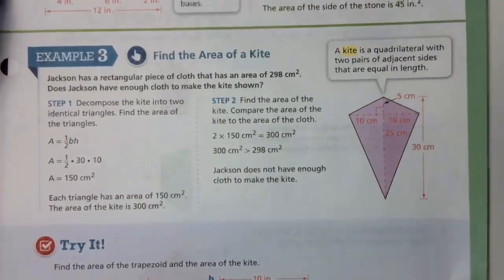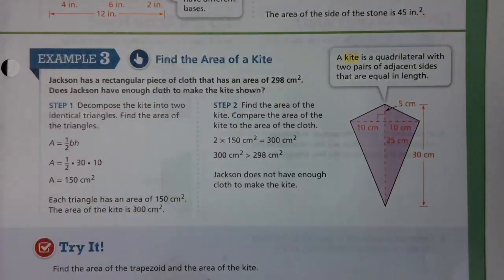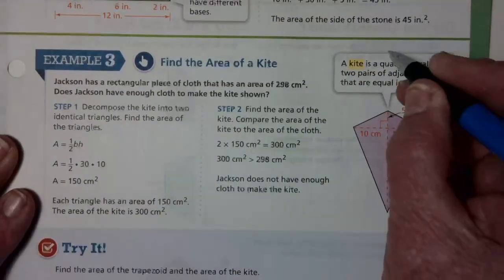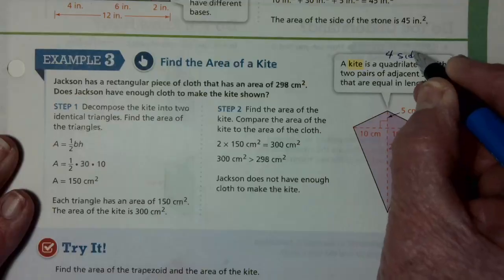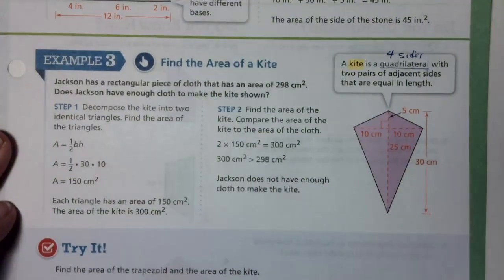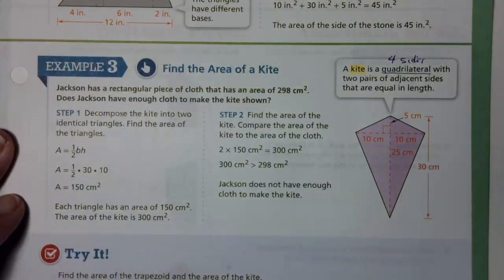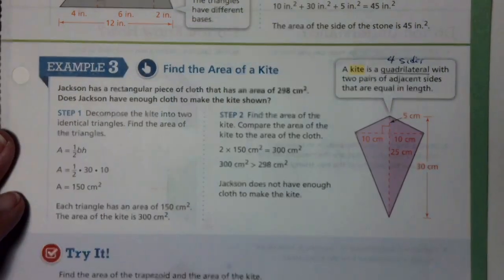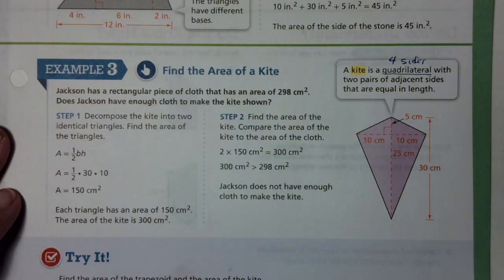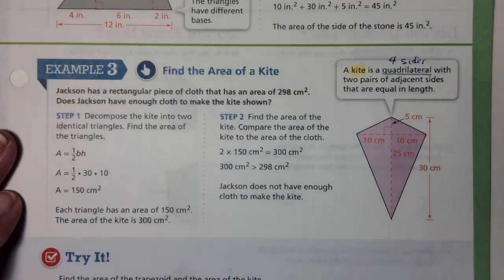Go to example 3. A kite is a quadrilateral. Oh, I haven't used that word. Quadrilateral means 4 sides. Please know that. Trapezoids are quadrilaterals. Rectangles are quadrilaterals. Squares are quadrilaterals. Rhombuses are quadrilaterals. A triangle is not a quadrilateral. So if I ask you in class one day to name all the quadrilaterals you can, you've got to know you're looking for something with 4 sides, and that's it.